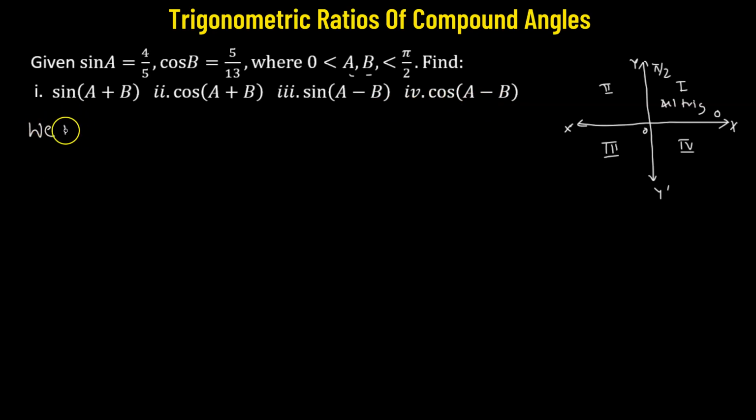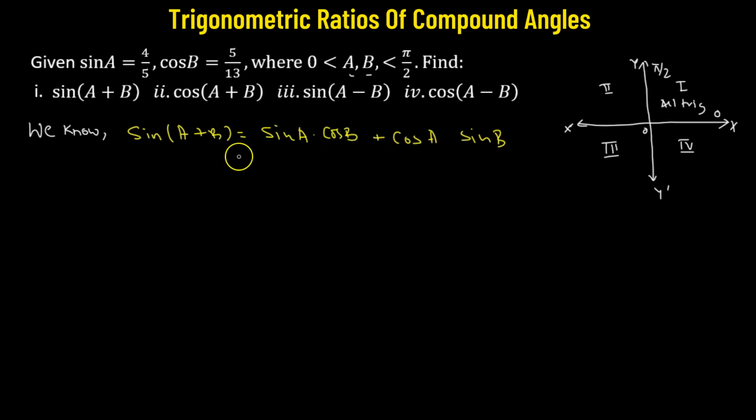So we know that the value of sine A plus B is given by sine A times cosine B plus cosine A sine B. Now, if we have negative here, then this will become negative. Then we can also define the value of cosine of A plus B. The cosine of A plus B will be cosine A times cosine B. If we have a positive here, then this will become negative. So this will be negative sine A times sine B. And if we have cosine of A minus B, then we'll have a positive value.